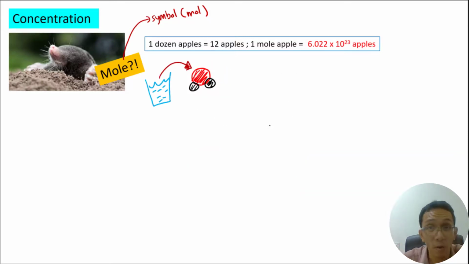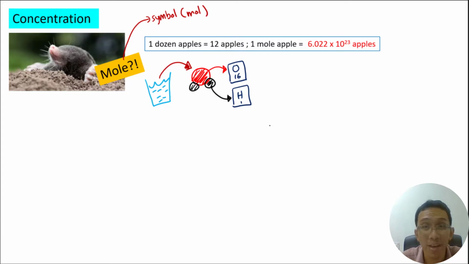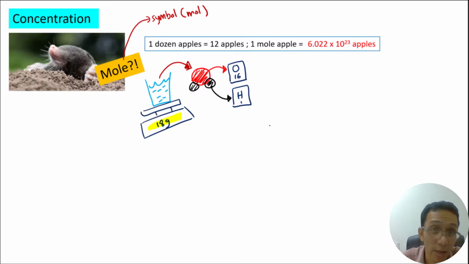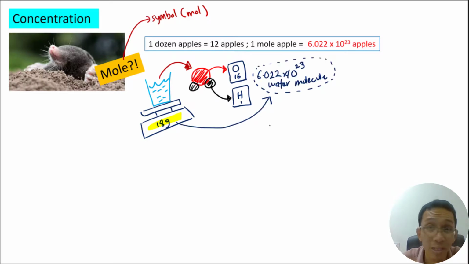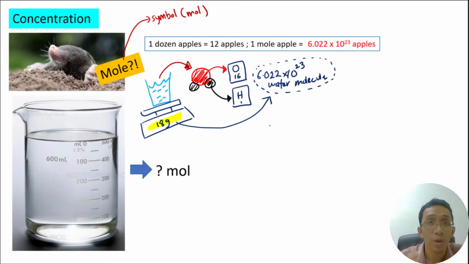But if we talk about small stuff like a water molecule, then we can see the practicality of our mole. Our periodic table already provides a molar mass for each element. As our water molecule is made up of 2 hydrogen and 1 oxygen atom, its molar mass will be 18 gram, or 18 gram per mole. In other words, if this water is 18 gram, it will contain 6.022 times 10 to the power of 23 water molecules in it. With that in mind, how many water molecules are in this beaker?